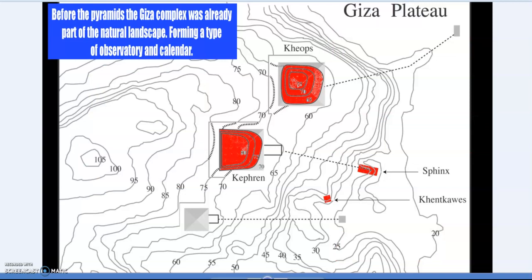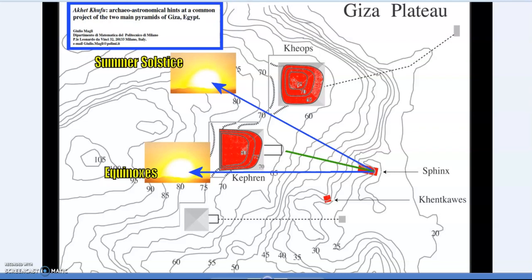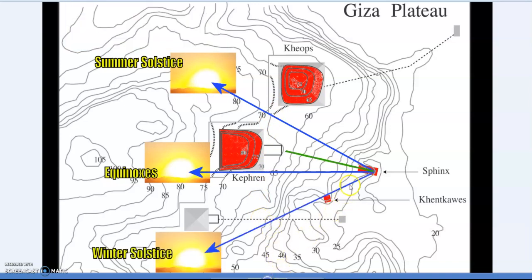So before the pyramids were built, the Giza complex was already part of a natural landscape. It was an observatory and a calendar before the engineering was begun on the location. The equinoxes and the summer solstice were already marked out by these natural mounds. And mounds were very important, especially in regards to the flood cycle of Egypt. And the winter solstice by Causeway's tomb.